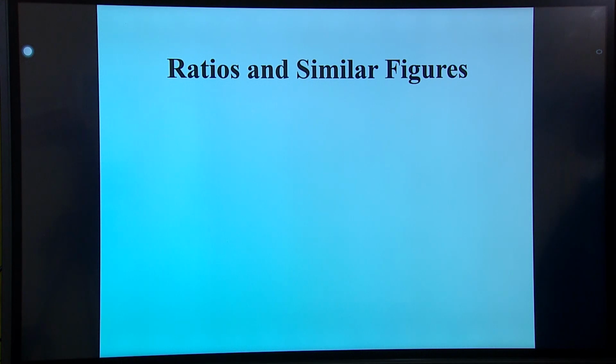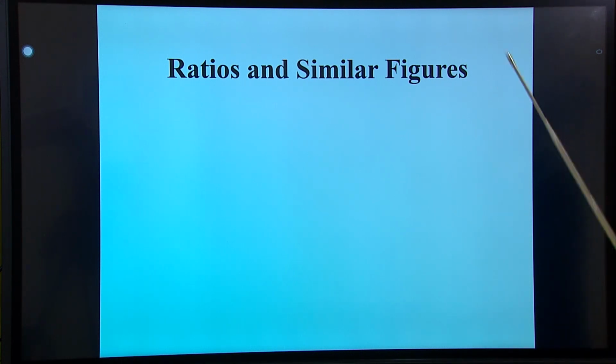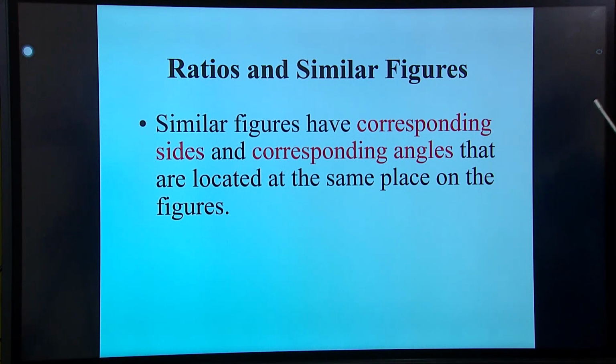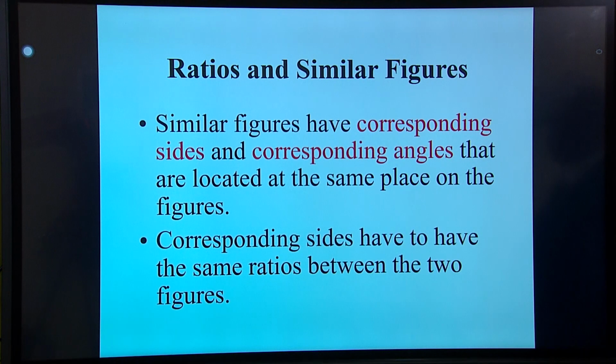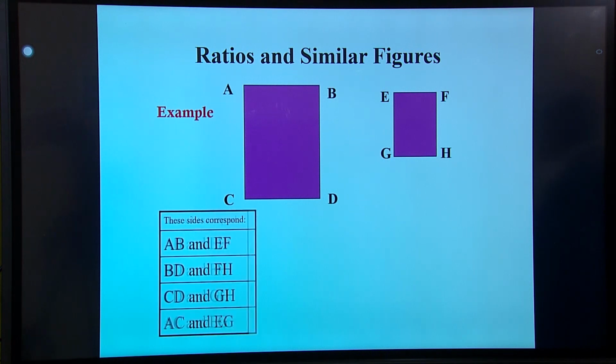All right, so let's come to what we're studying today. Ratios, similar figures. Similar figures have corresponding sides and corresponding angles located in the same place on both figures. And the corresponding sides have to have the same ratios. Now, this is something that needs a little bit more explanation.